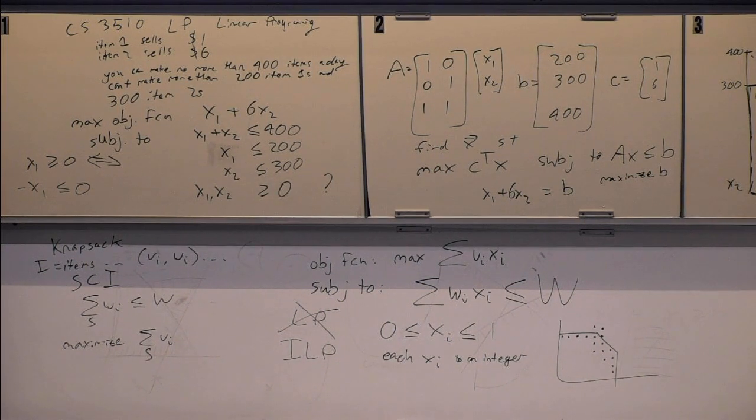Why? We just reduced from knapsack. That's a reduction from knapsack. So that's the same thing. It's at least NP-hard. ILP, very different beast. We'll talk about it later.